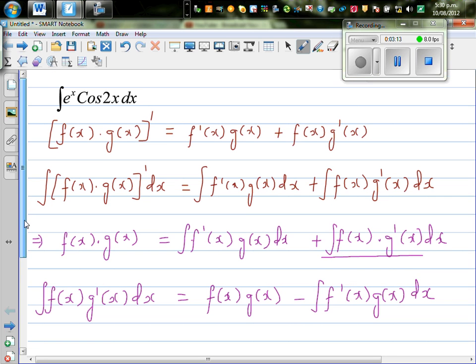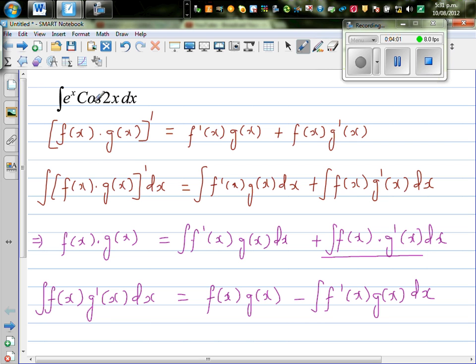So the trick is, let's write the question now. This is again a substitution method, but it is integration by parts. As a rule of thumb, we're going to let the function which is easy to integrate be g dash x, because from g dash x we want g of x. So you should take a function which is easy to integrate as g dash x. That's the rule of thumb.